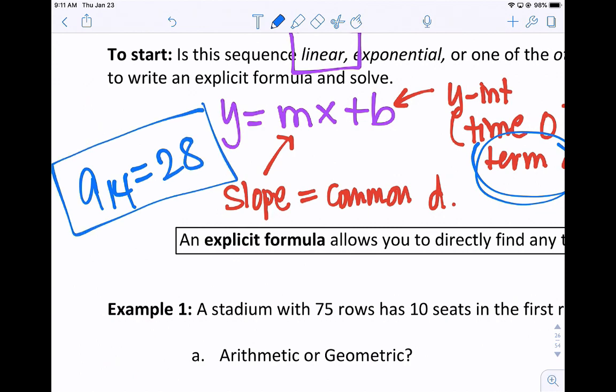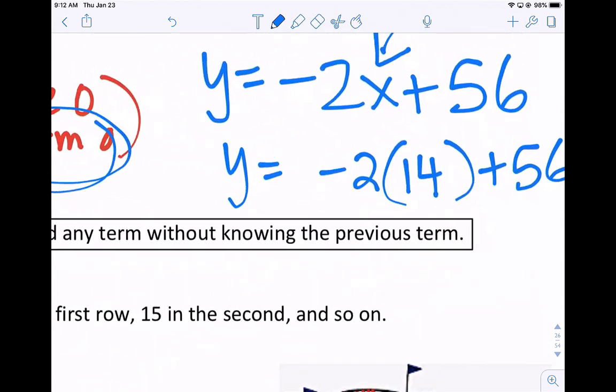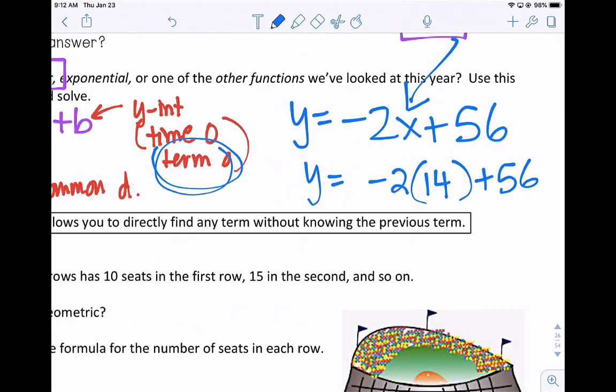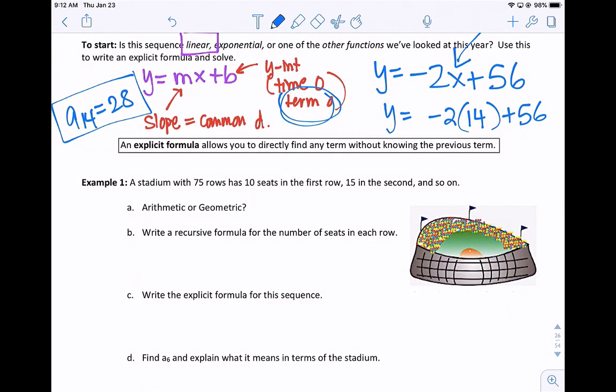Okay, so 2 ways to get this number now. You can put it in your list and hit enter 13 times because you have the first term, or you can type it in your calculator if you know the slope and the y-intercept, and you can figure out using the explicit formula. So an explicit formula allows you to directly find any term without knowing the previous term.